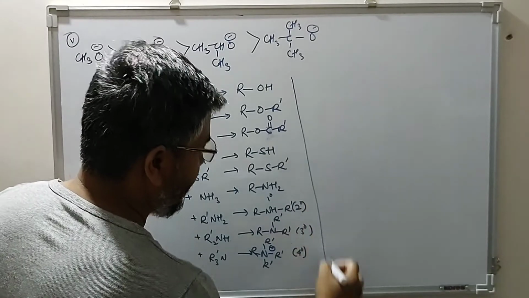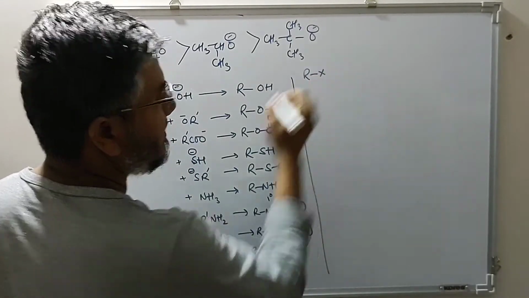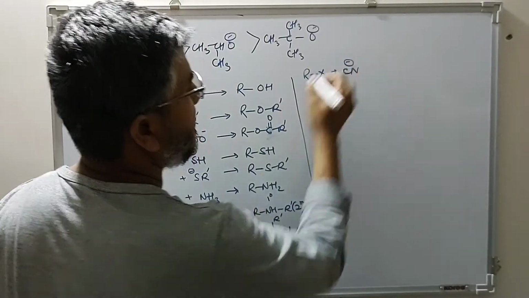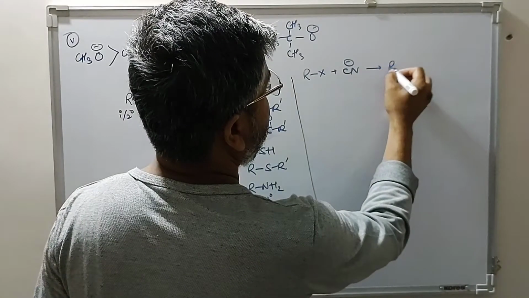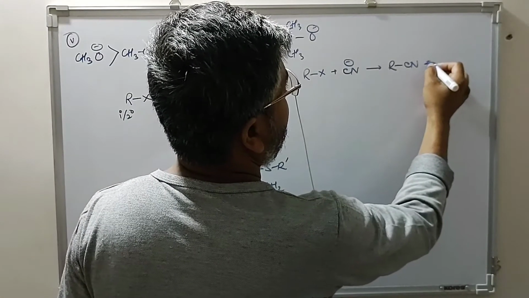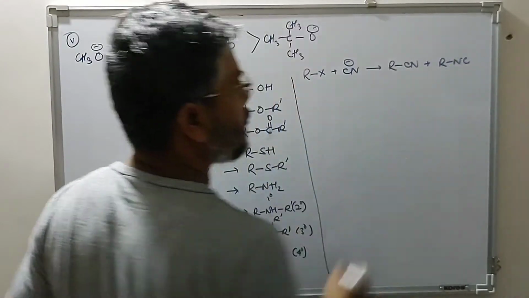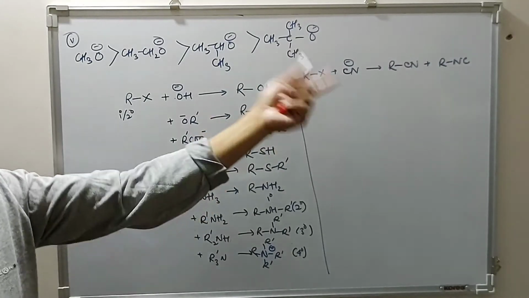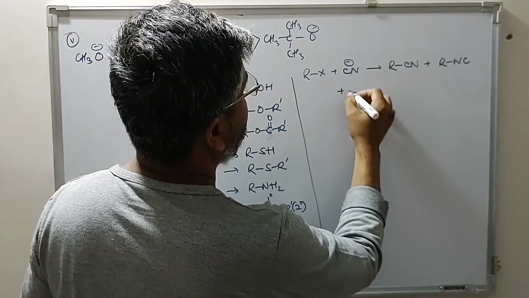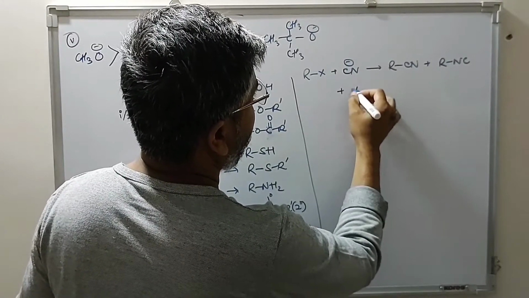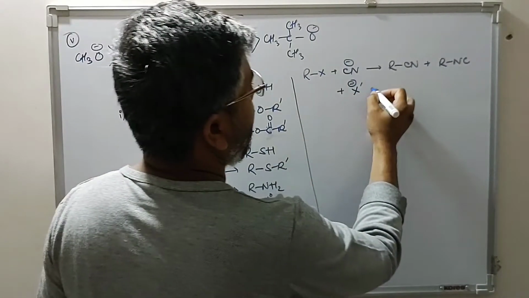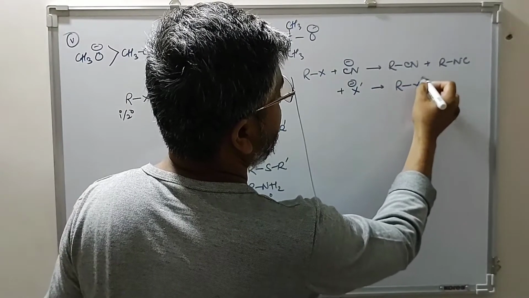Similarly, look at this, we can have RX reacts with CN minus, cyanide ion, we can get RCN plus RNC, isocyanide, depending on which atom we use to donate the electron pair. Similarly, this reacts with X prime minus, this is another halogen, when this is RX prime.